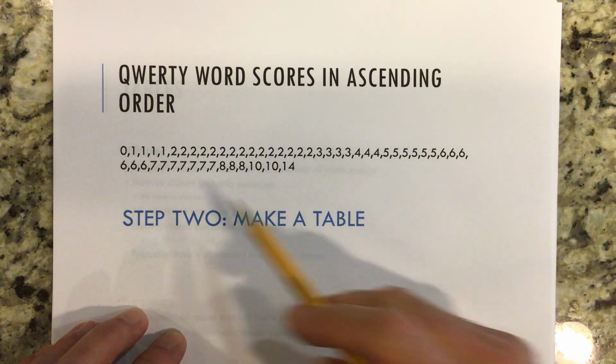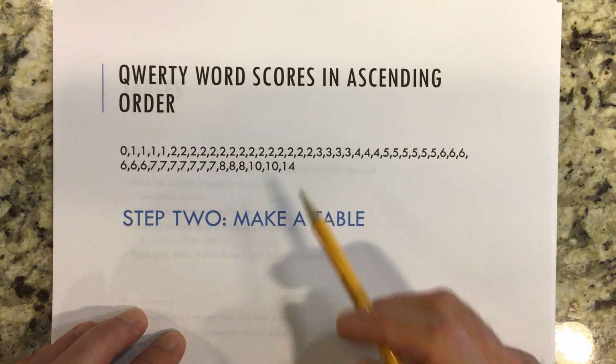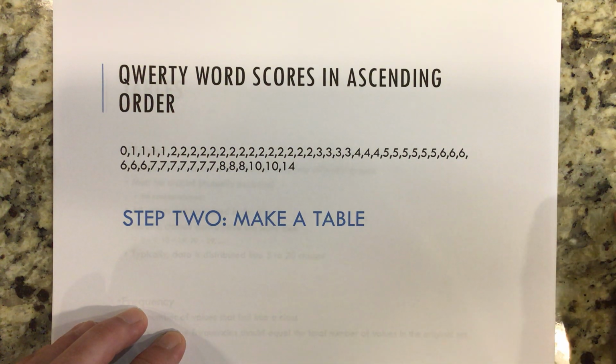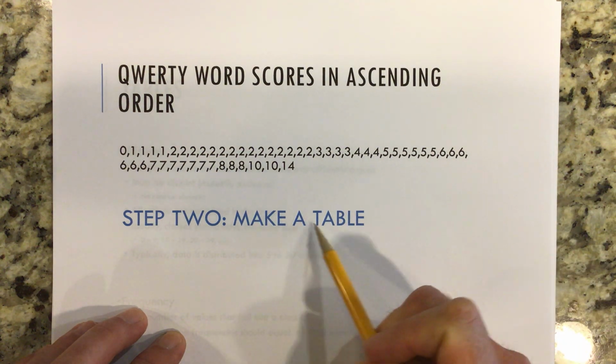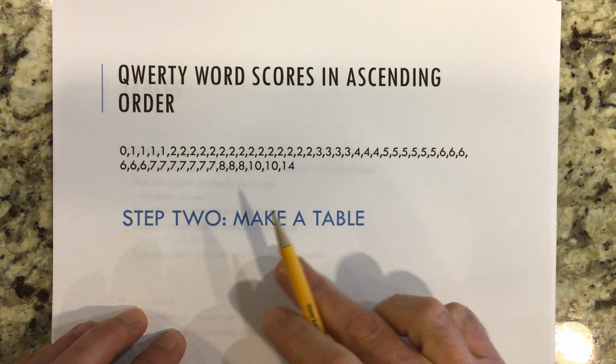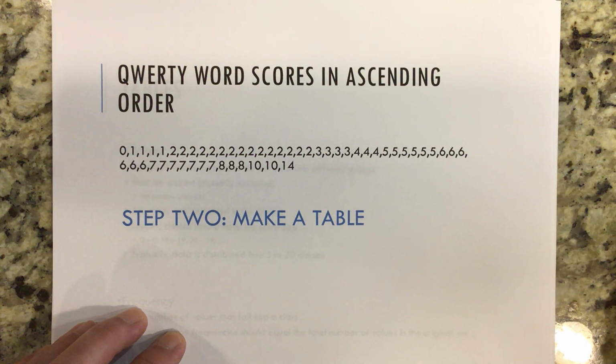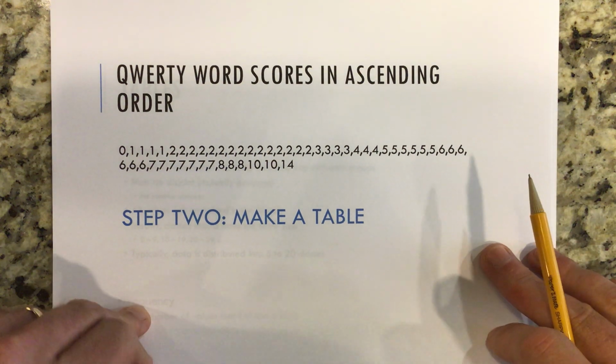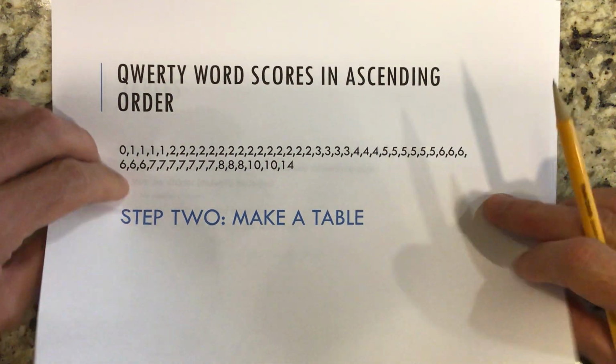Okay, now that my data is in numerical order, ascending in this case, I need to make a table. Once I have my table, that's when I will get into making graphs of my data. Okay, so let's talk about how to make a table.